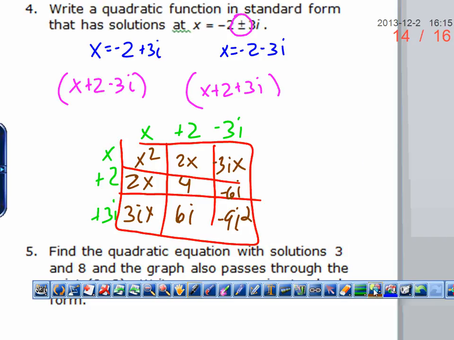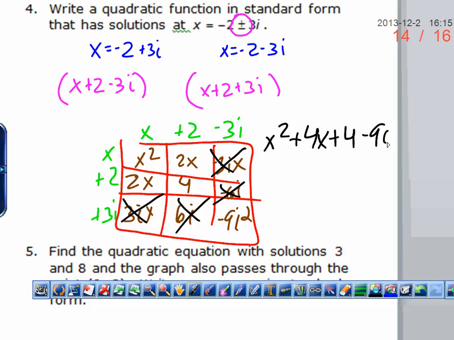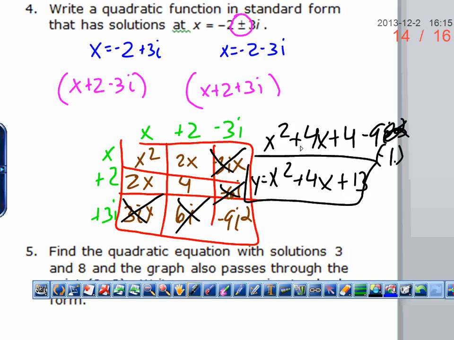All right, so let's see what cancels out. -3ix, whatever. -6i, +6i. So I got x squared plus, combine those, 4x plus 4 minus 9i squared. Now, y'all are smart enough to know that i squared is really -1. So -9 times -1 is +9. 4 plus 9 is 13. Looks like I got y equals x squared plus 4x plus 13.